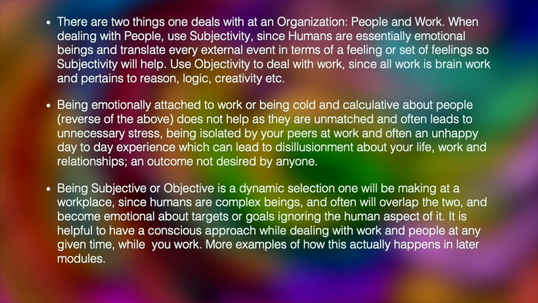Being subjective and objective is a dynamic selection one will make at a workplace. So you selectively shift every second. Since humans are complex beings, they often overlap the two, become emotional about targets or goals and ignore the human aspect of it. This creates an issue. Reflect deeply on this, it creates a lot of issues for you daily. Trust me, it does. When a human being is talking to you, do you get subjective or objective about him or her? It makes a lot of difference in your day-to-day work.